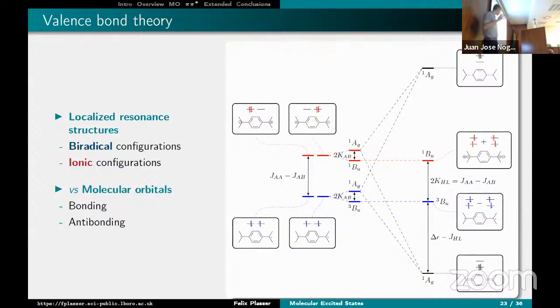Okay, then the next point along the story is that the triplet Bu state and the singlet Bu state can't mix because of different spin multiplicities and different symmetries from the other states. So the triplet Bu state always stays biradical. And that's wrong actually. The singlet Bu state, no, this is correct. And then the singlet Bu state always stays zwitterionic. So here in the localized picture, here in the MO picture.